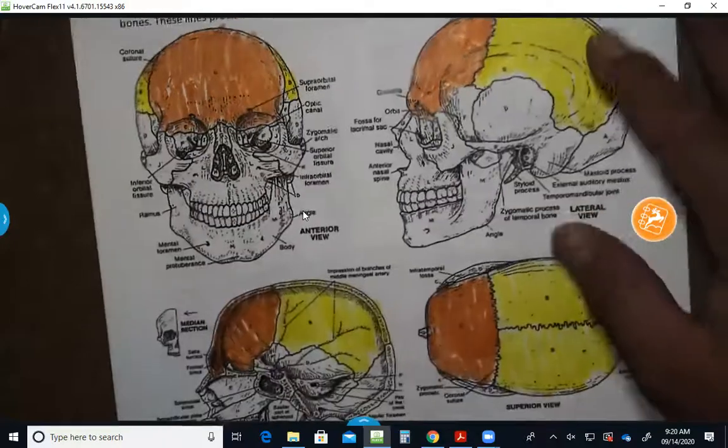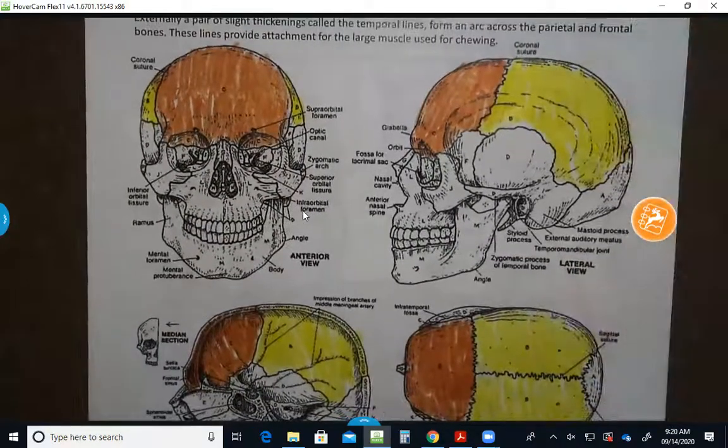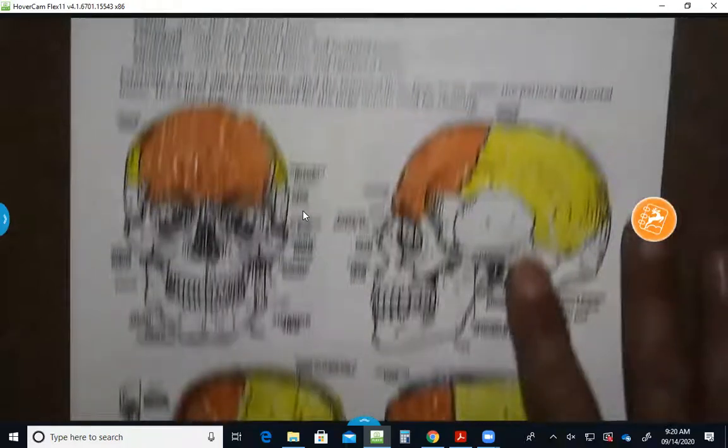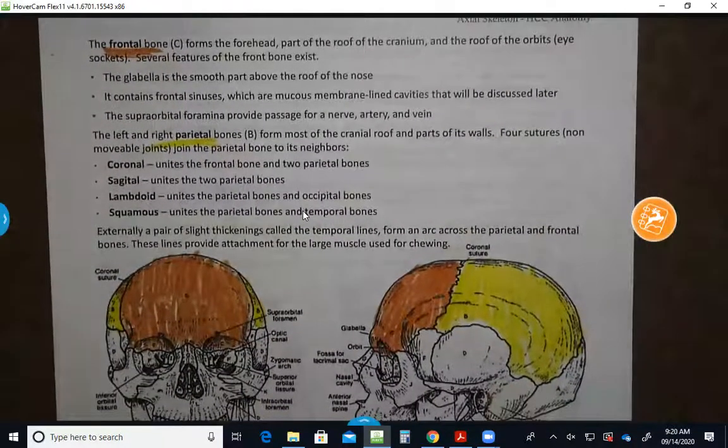Okay, so on your exam, you will have to be able to identify those as the frontal and the parietal bones. But more so, what you're going to have to identify are those surface features, which include for the frontal bone, what we call the glabella, the frontal sinuses, I should say, because there's 2 of them, and supraorbital foramen.